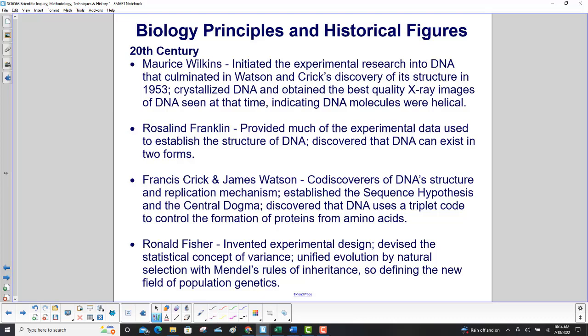Francis Crick and James Watson, co-discoverer of DNA's structure and replication mechanism, established the sequence hypothesis and the central dogma, discovered that DNA uses a triplet code to control the formation of proteins from amino acids. Ronald Fisher invented experimental design, devised the statistical concept of variance, unified evolution by natural selection with Mendel's rules of inheritance, so defining the new field of population genetics.